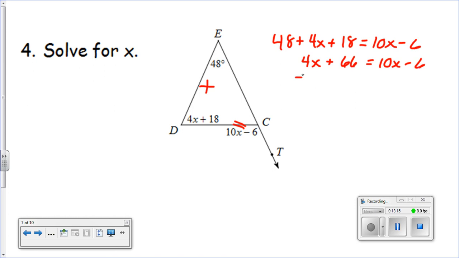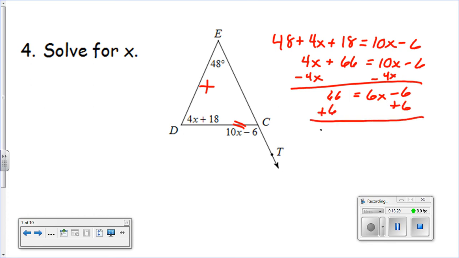I have variables on both sides, so I think I'll minus the 4x from both sides. So I have 66 is equal to 6x minus 6, a lot of 6's here. Add it to both sides and you get 72 is equal to 6x. I think we'll divide both sides by 6. And 72 divided by 6 happens to be 12. So x is 12, and you are done.